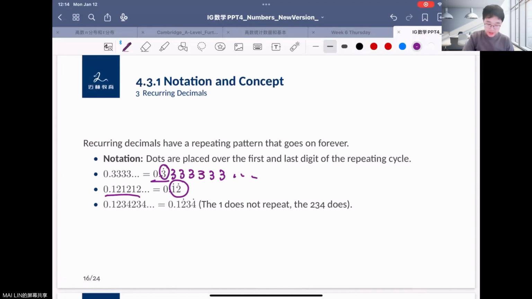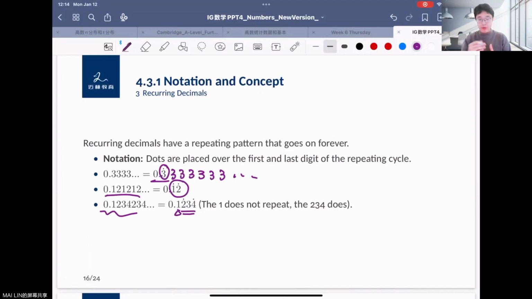And here you can find another interesting number. It's 0.1234234234234. So we say maybe 234 is the recurring part, and before this there's a 1. So we write it down as 0.1234 with 2 dots above the 2 and the 4. That means from the 2 to the 4, the digits 2, 3, 4 are a repeating part in the decimal number. But that's about the notations and the concept.